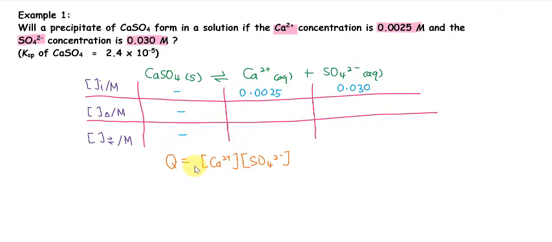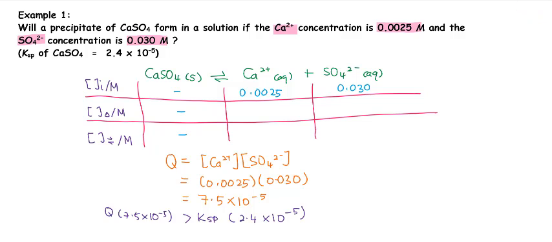Since we have the initial concentrations, we can calculate the value of Q. So Q is equal to the concentration of Ca2+ times the concentration of SO4 2- ion. Substitute the values, and you will get 7.5 times 10 to the power of minus 5. And then compare the value of Q with KSP. Since the value of Q is bigger than KSP, the CaSO4 will precipitate until Q is equal to KSP.